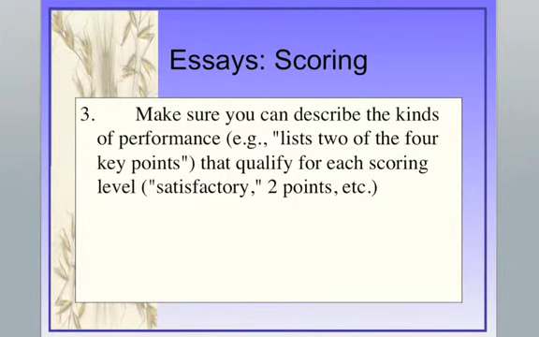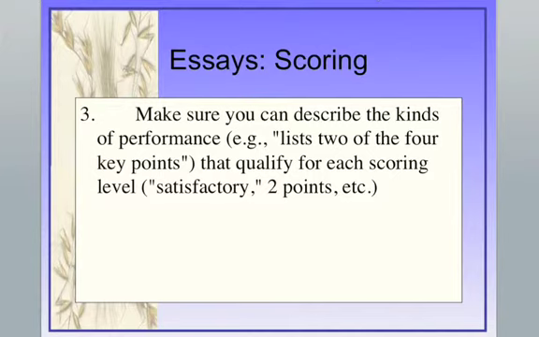Third, make sure that you can describe the kinds of performance in your scoring rubric. For example, a student lists 2 of the 4 key points that qualify for each scoring level. For example, satisfactory might be 2 points. Each of the different performance levels should be attached to some kind of measurable or observable behavior or performance on the part of the student.